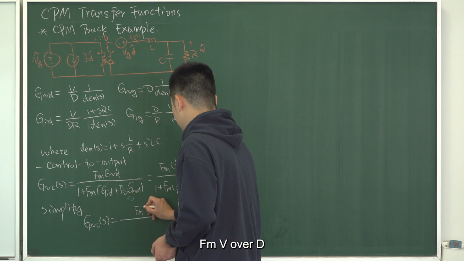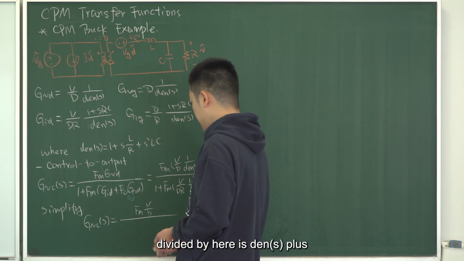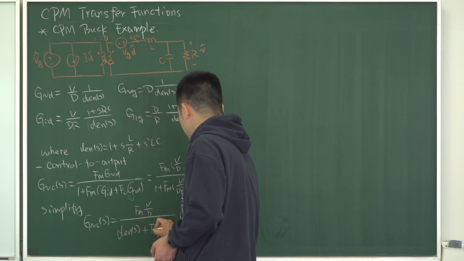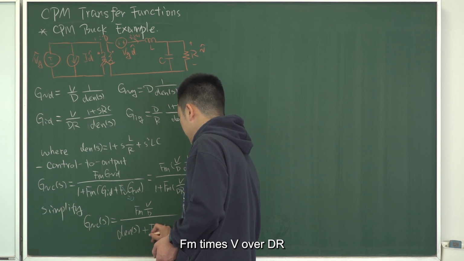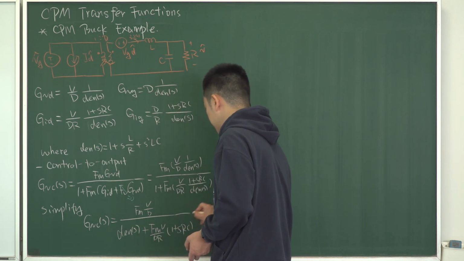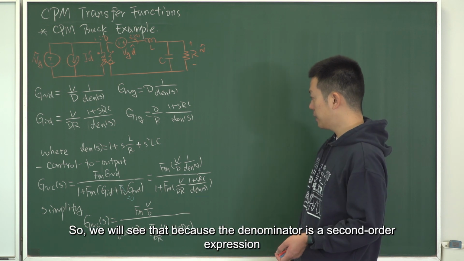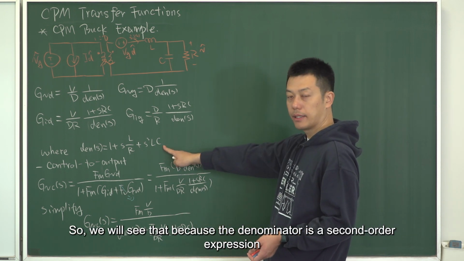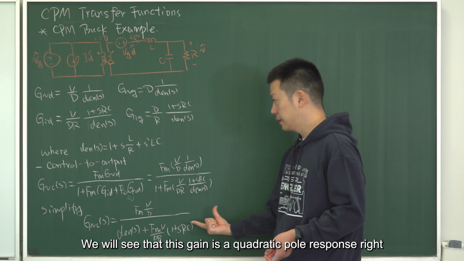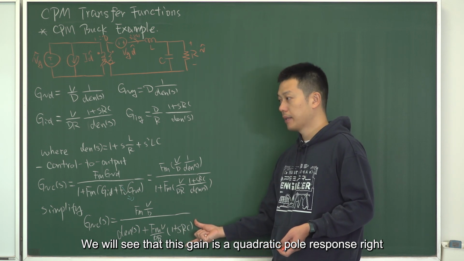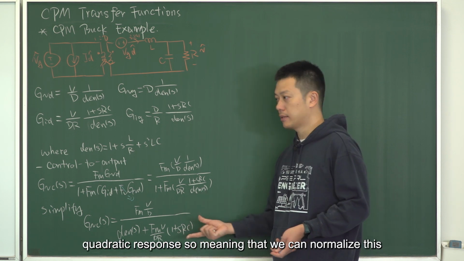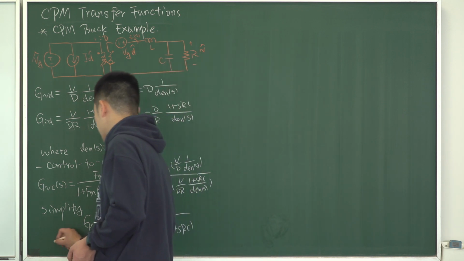Fm V over D divided by, here is denominator S plus Fm times V over DR, 1 plus SRC. So we will see that because the denominator is a second order expression, right? After inserting the denominator here, we will see that this again is a quadratic pole response, right? Quadratic pole response. So meaning that we can normalize this transfer function.